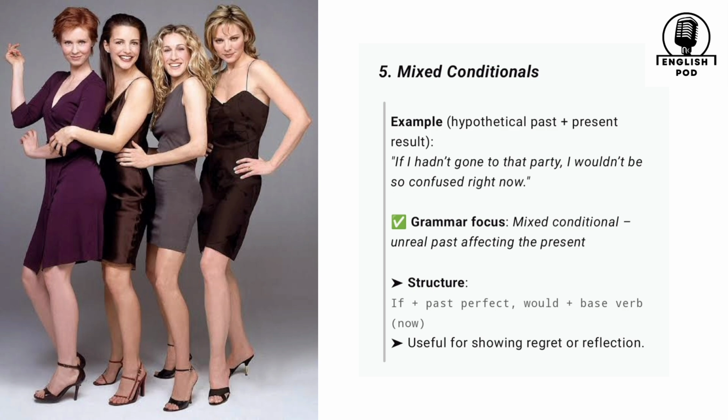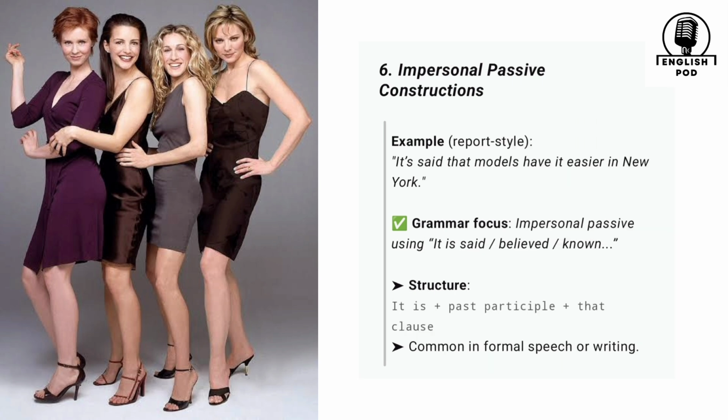Okay, impersonal passive constructions. When do people use these? These are often used to sound a bit more formal or detached, or when you want to state a general belief without saying who believes it. Like, it is said. Exactly. It's said that models have it easier in New York. Who says it? Doesn't matter. It's presented as a common idea, a rumor, a general perception. Gives it a bit of weight without needing a source. Right. It avoids making a direct claim yourself.